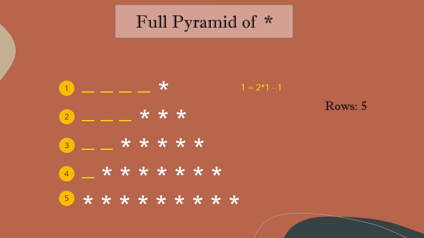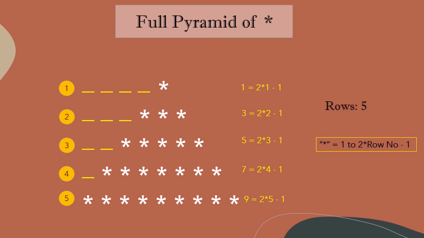Now for the odd numbers we can either write 2 multiplied by n minus 1 or 2 multiplied by n plus 1. So here I am using 2n minus 1. So for the second row I can write 3 equals 2 multiplied by row number minus 1. For the third row I can write 2 multiplied by row number minus 1 equals 5, and so on. So the range for printing stars in each row will be 1 to 2 multiplied by row number minus 1.